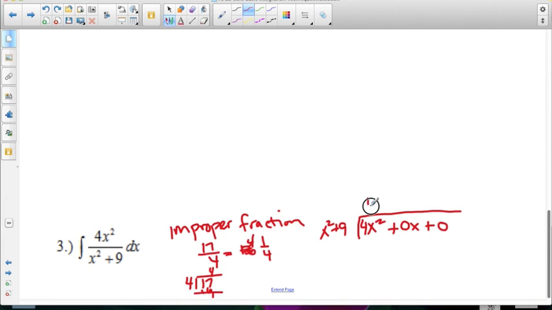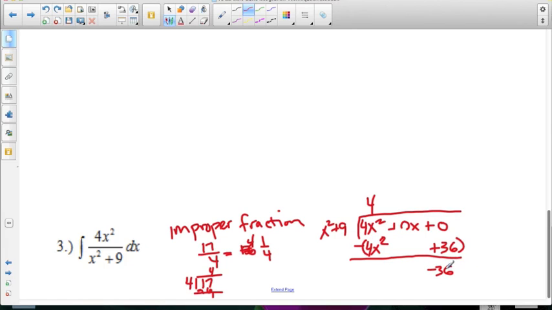This goes into 4x squared 4 times. So 4 times x squared is 4x squared. You're basically just trying to match up that first term. 4 times 9 is 36. I'm going to move that 36 over to the constant column, because that's what we have to subtract it from. We subtract that from above, just like we subtracted the 16 from above. So 4 minus 4 is 0, and 0 minus 36 is negative 36.